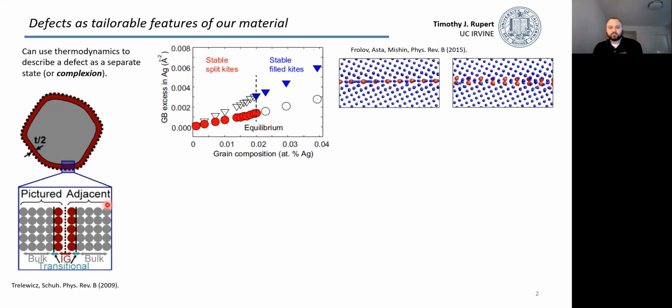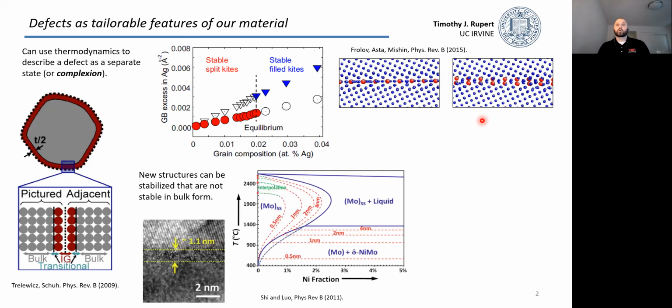Just to show an example, in this case, Frolov and coworkers are looking at grain boundary excess as a function of grain composition. What they were seeing is that silver goes to this copper grain boundary, first in a monolayer, but then as you increase the composition, eventually you have a transition to a bilayer structure. More complex structures can be imagined. So you can imagine having a fully amorphous or disordered film at the grain boundary.